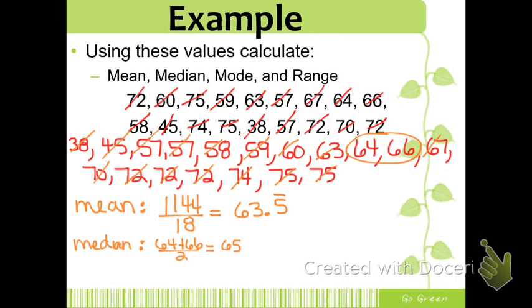The mode, there were three 72s, and that was the number that appeared most often. And the range is the largest data value minus the smallest data value. So the range is 37.